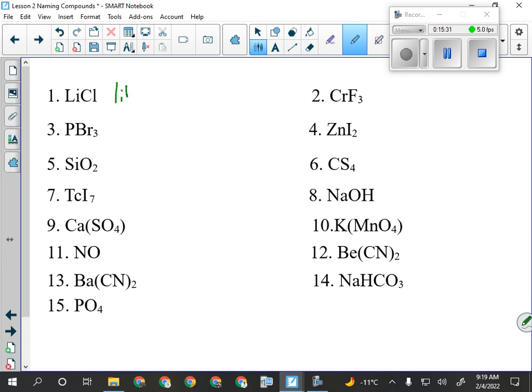So that is, write the metal first, lithium, write the non-metal second, end it in "ide." Does this one need Roman numerals? Lithium only has 1 possible charge, so it doesn't need Roman numerals, so I'm done. That's it. It's just lithium chloride.